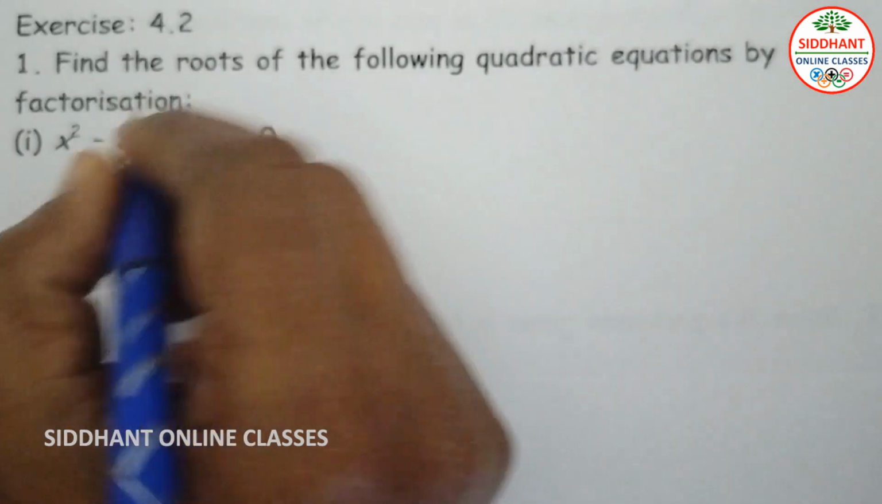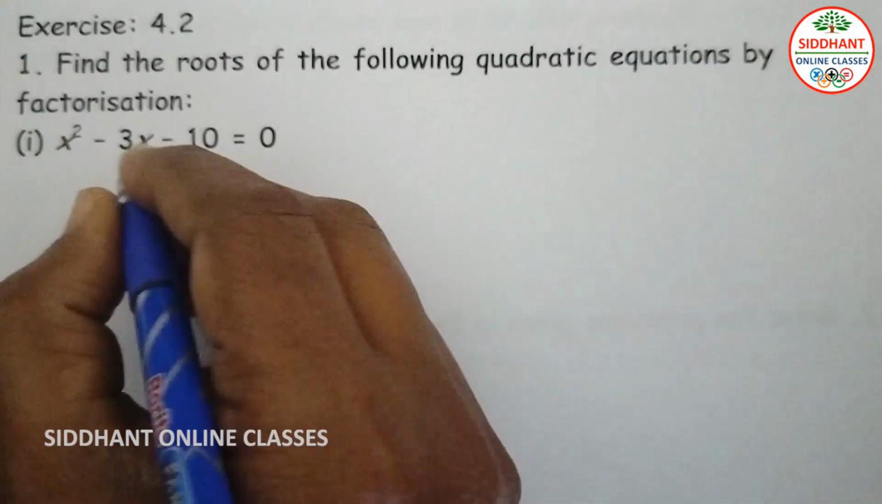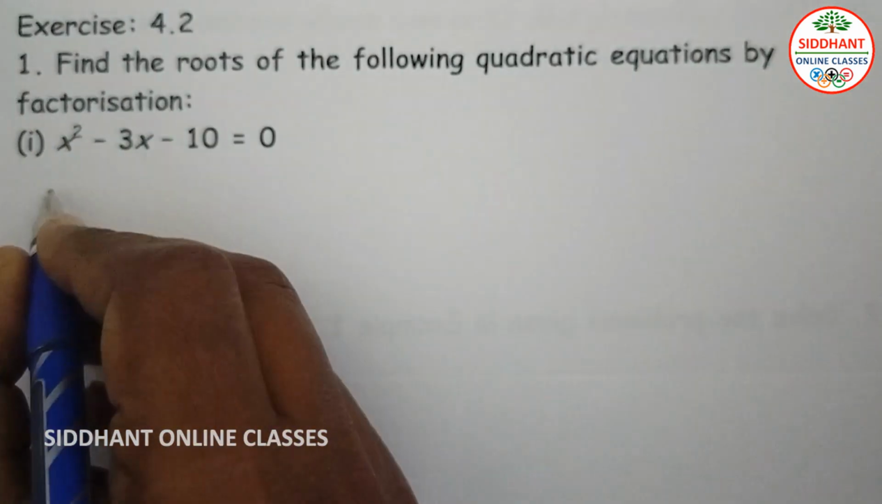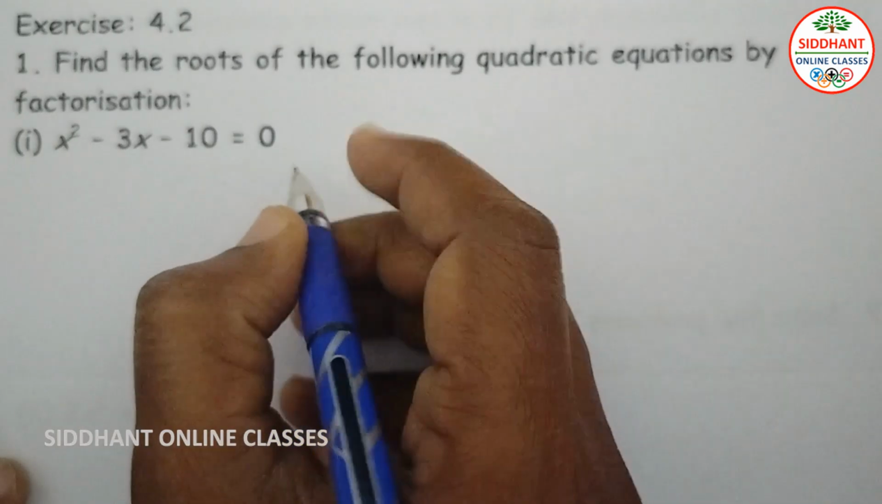Exercise 4.2, question number 1. Find the roots of the following quadratic equations by factorization. First one, x square minus 3x minus 10 equal to 0.